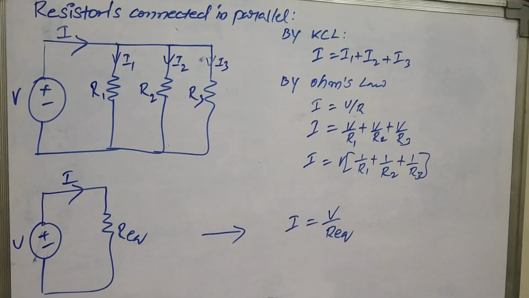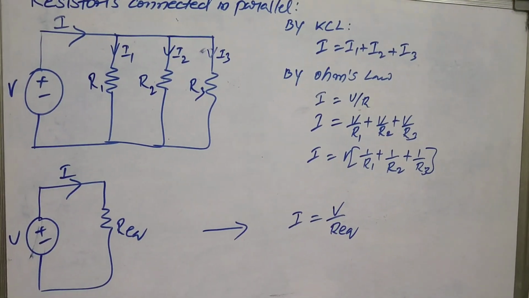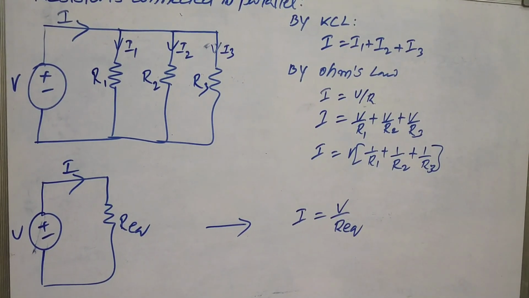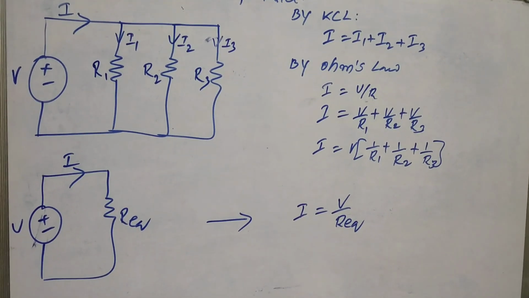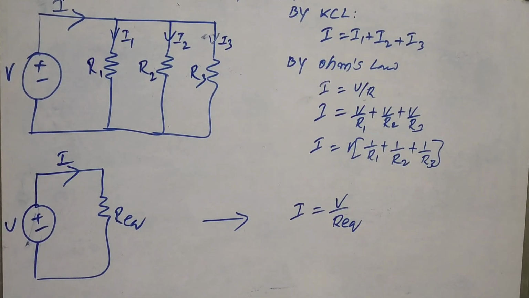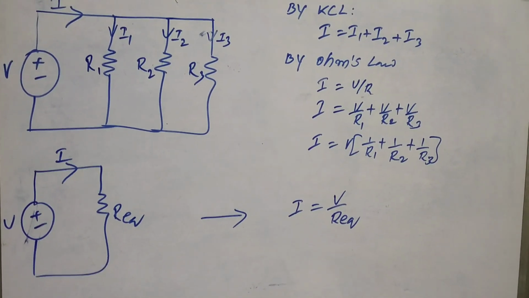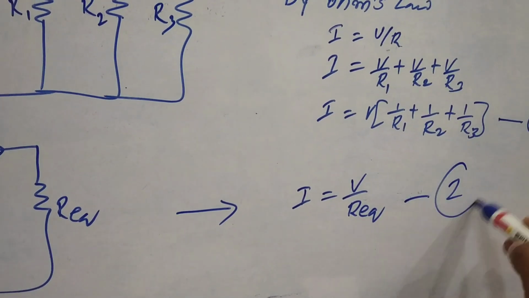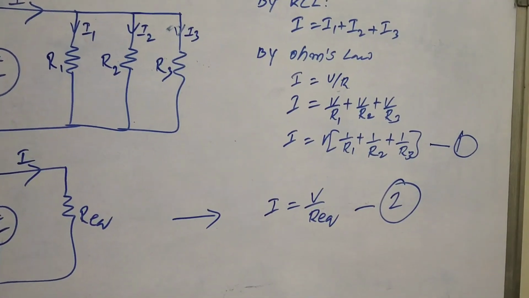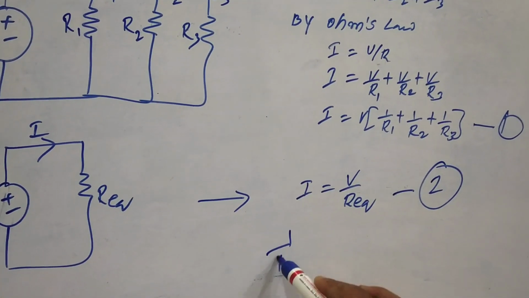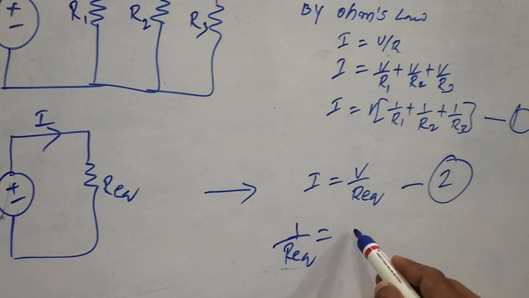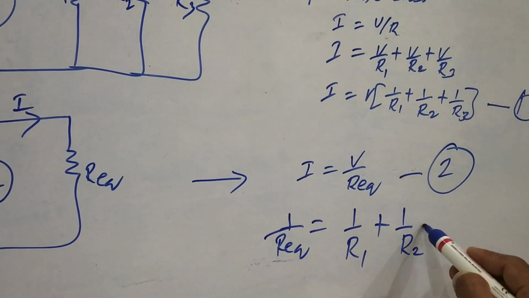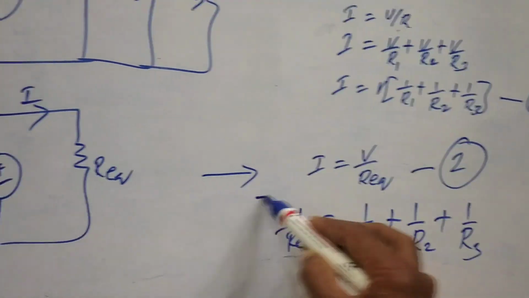So the below figure is the equivalent circuit for the above figure. In this equivalent figure, the resistors R1, R2, R3 are replaced with a single resistor, that is R equivalent. Here we can write I equal to V by R equivalent. By comparing 1 and 2, we can write 1 by R equivalent is equal to 1 by R1 plus 1 by R2 plus 1 by R3.